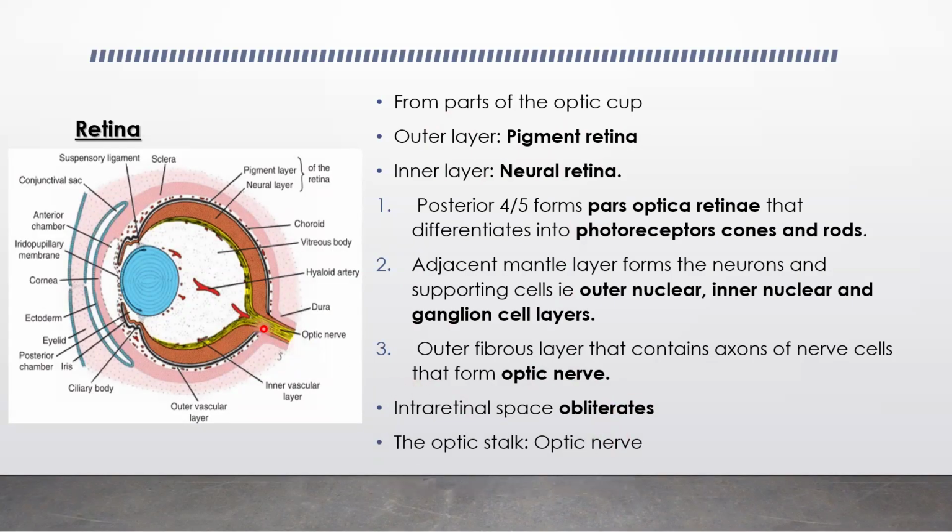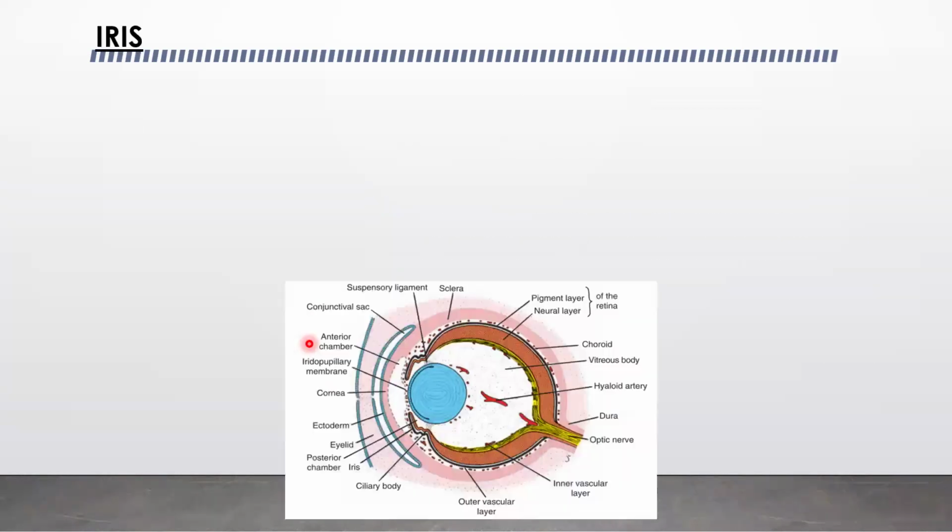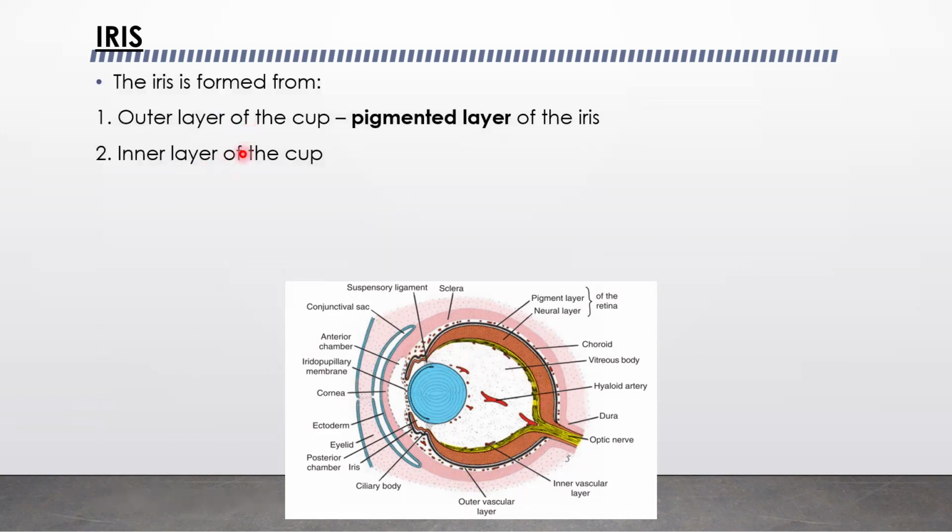This optic stalk, which was being formed by the axons of the outer fibrous layer of the neural layer, will form the optic nerve. So that's the retina. For the iris, remember we are talking about the posterior part giving us the retina. So the anterior part will give us the iris. The iris is formed from the outer layer anteriorly, from the pigment layer of the iris.